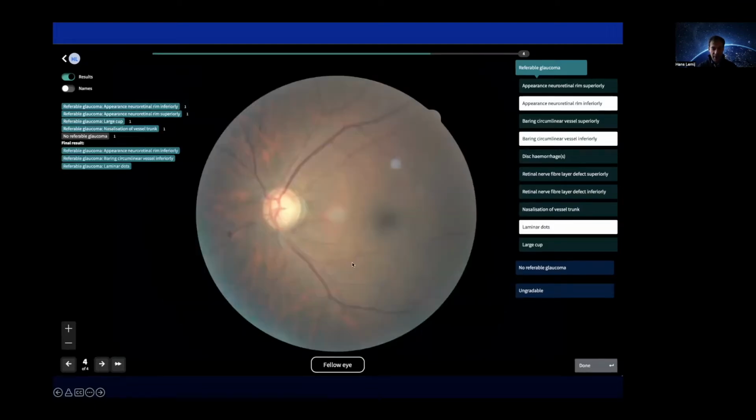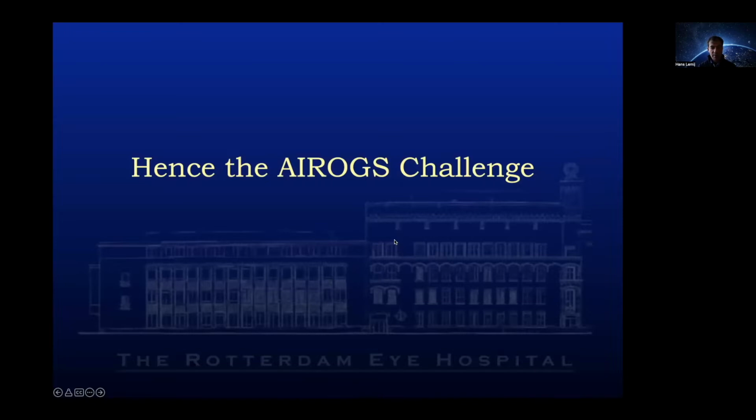If the eye was classified as glaucomatous, the graders could indicate based on which features they thought the eye was glaucomatous, but that is beyond the scope of the current challenge. So we think there is a good database for the current challenge, and thank you for your attention.